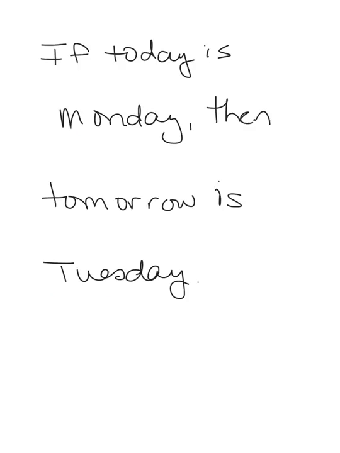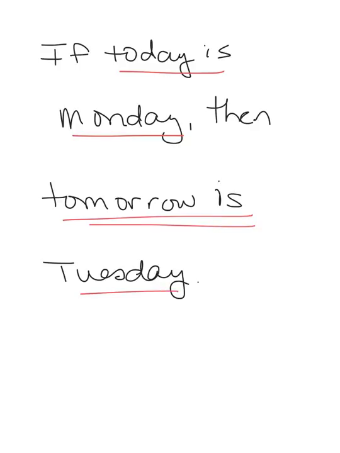Looking at our next example, it says if today is Monday, then tomorrow is Tuesday. So today is Monday, and that's our hypothesis. Then our conclusion is tomorrow is Tuesday, so we underline that twice.